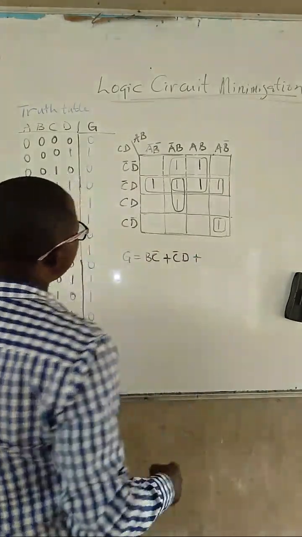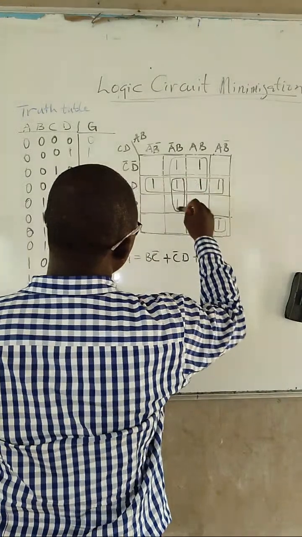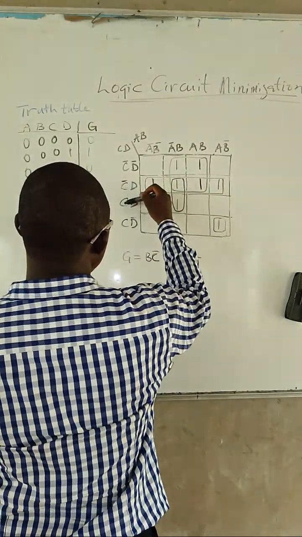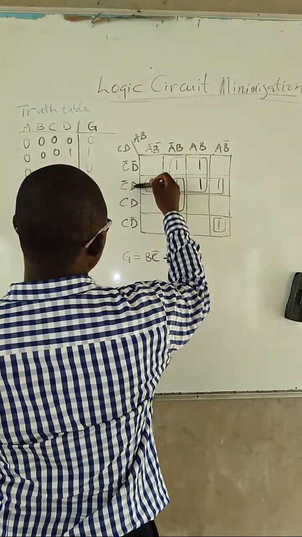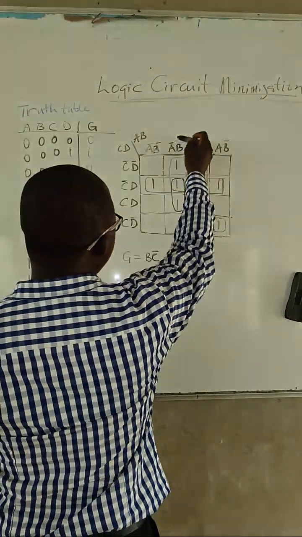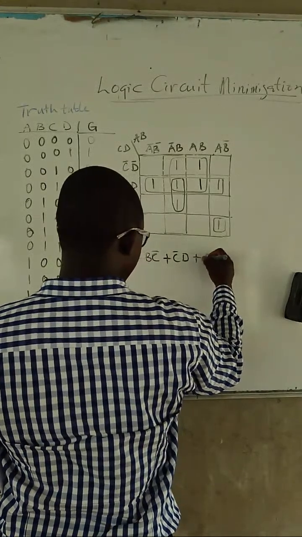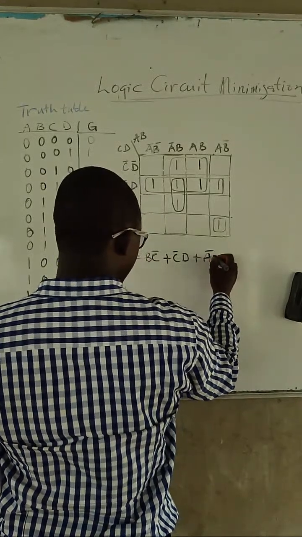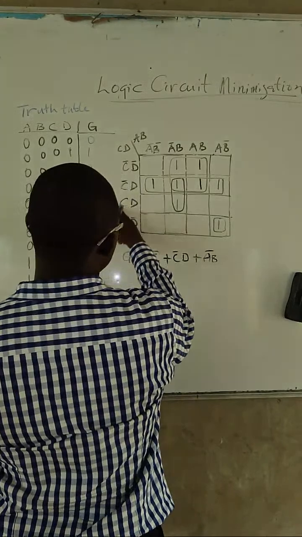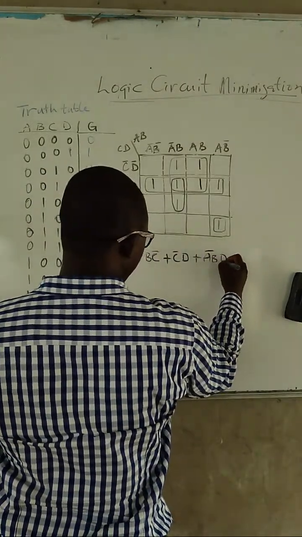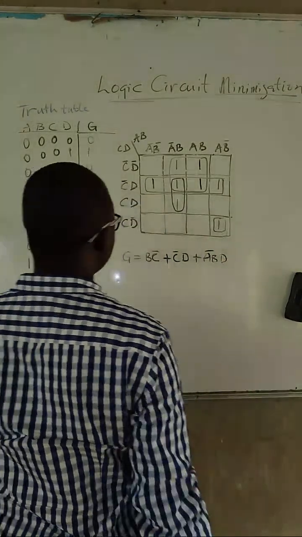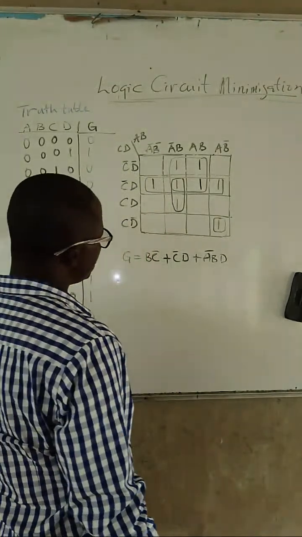The next one, if you look at these 2, from here to here, C bar changes to C, D remains constant. A bar B, along the column, remains constant. So we have A bar B, then multiplied by D as a product, because D retains its position, it does not change.